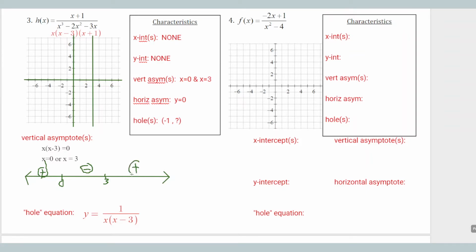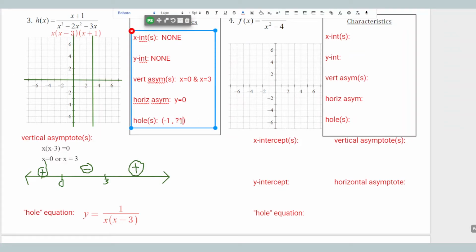So the only real thing left to do is figure out where that hole is. And so what I need to do is plug in -1 into this equation. So we're going to have a hole somewhere over here. It looks like it's going to be above the x-axis, but let's verify that that is the case. If I plug in -1, I get -1 times -4 would be 4, so 1/4. So the hole is at -1, 1/4. And the fact that that wasn't 0 tells me that we will not be crossing that horizontal asymptote.